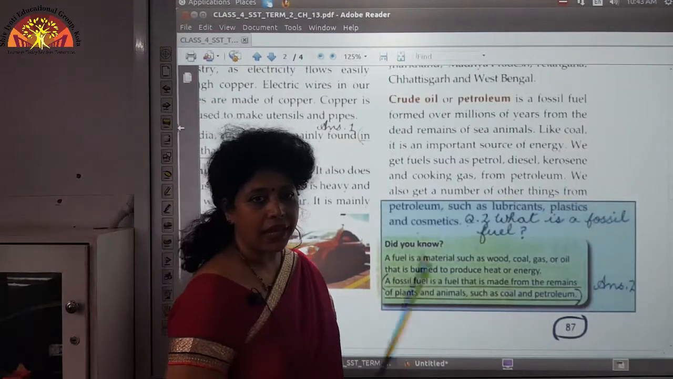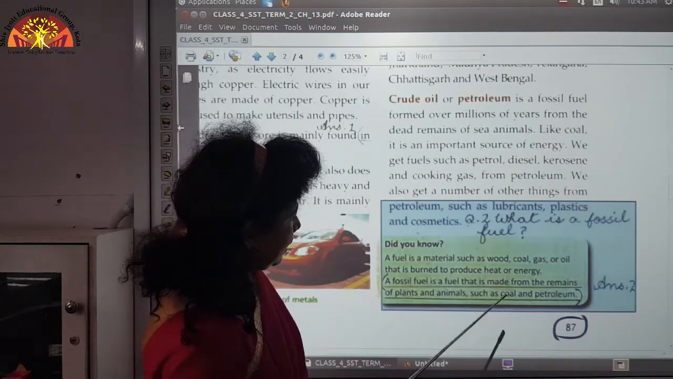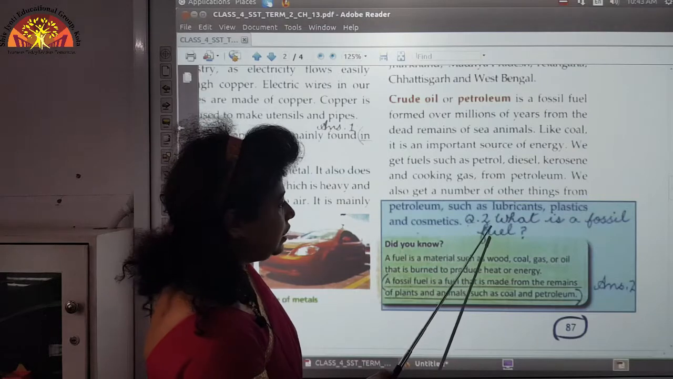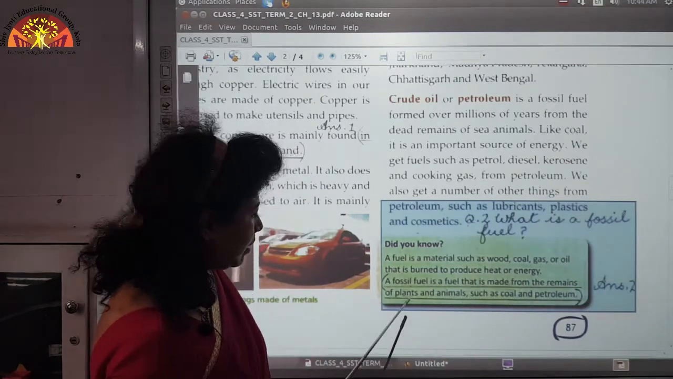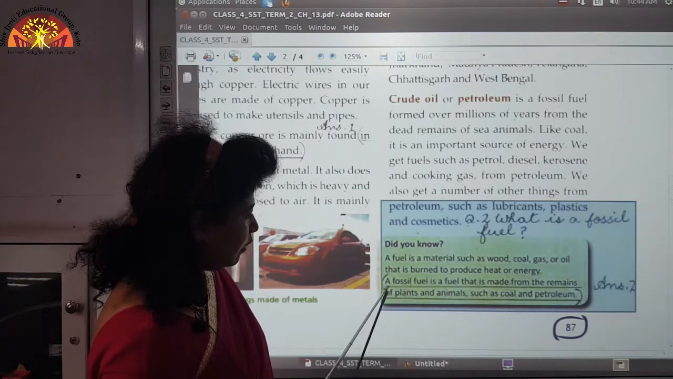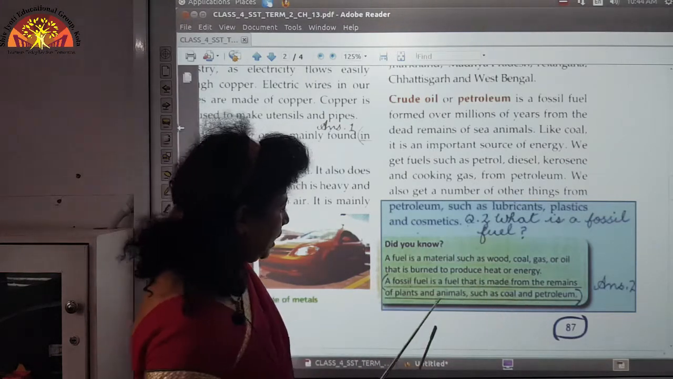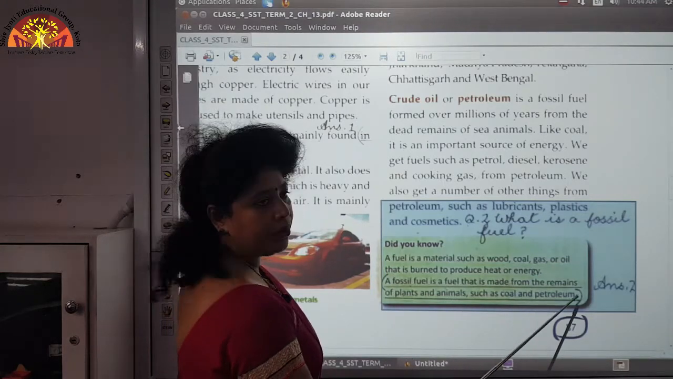Now, mark your second question. Write question 2 here on the same page 87, just about "Did you know?" Write question 2: What is a fossil fuel? And come to the last second line: a fossil fuel is a fuel that is made from the remains of plants and animals such as coal and petroleum.